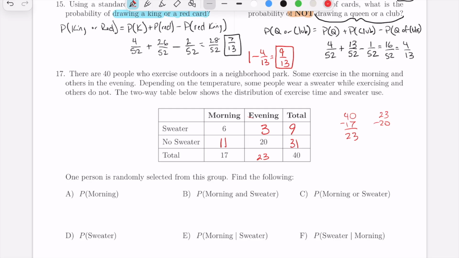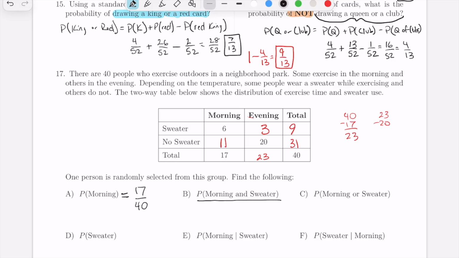Now that our table's all filled out, we can solve these probabilities. Find the probability that somebody exercised in the morning. Well, there were a total of 17 people in the morning out of our 40. Notice there is no given, there's no extra. We're actually just going to look here in the margins at the 17 and the 40. So that one is just 17/40.